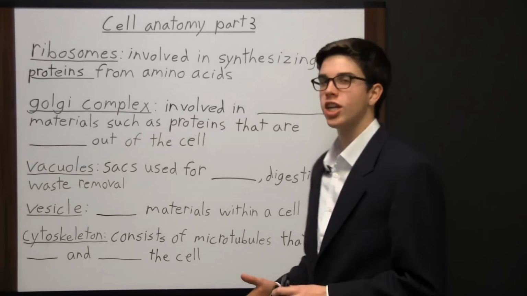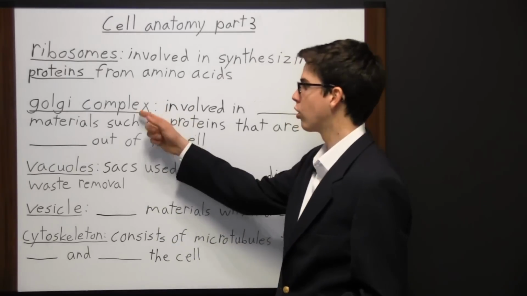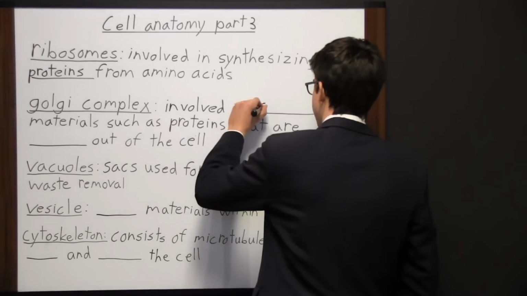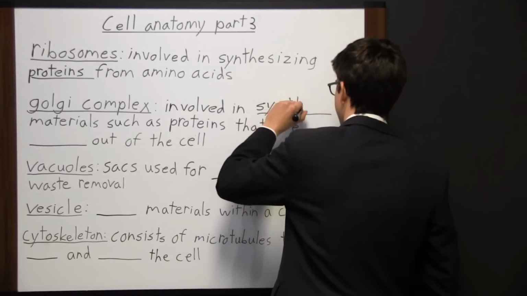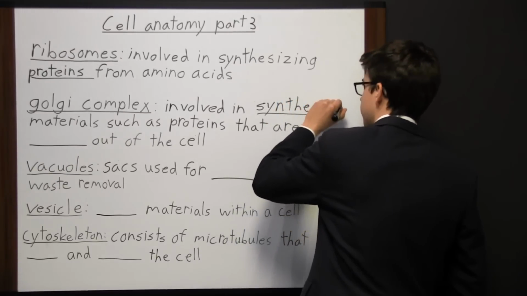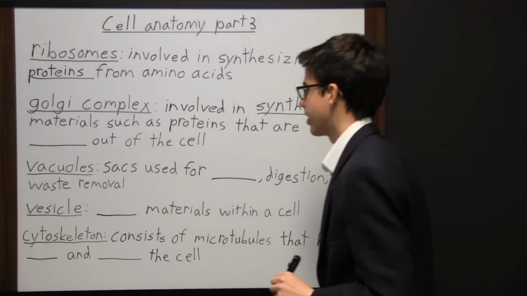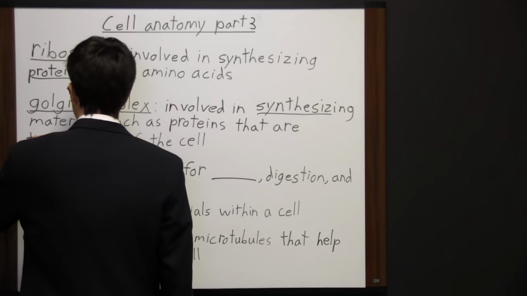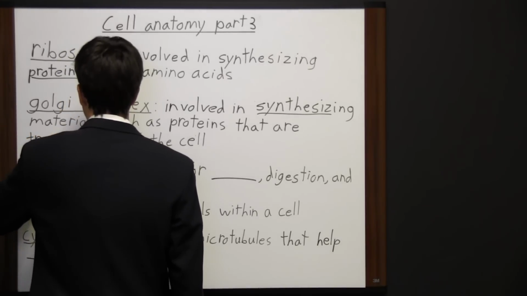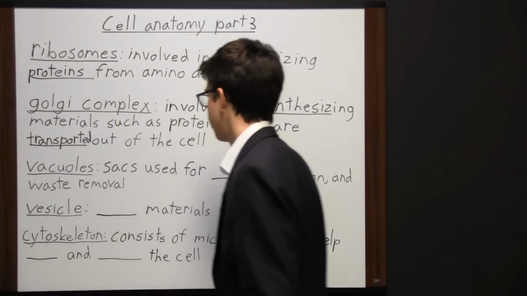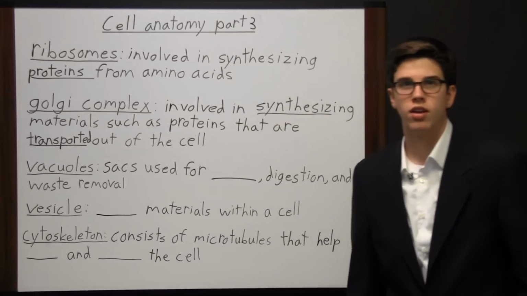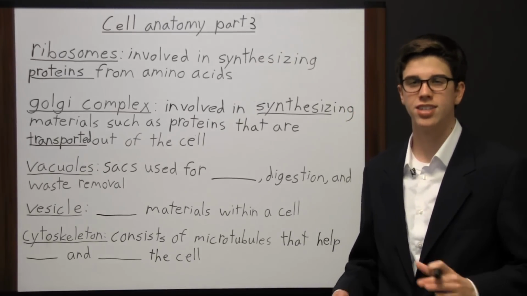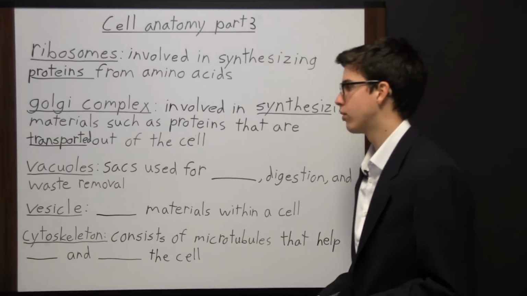And then we have the Golgi complex, which can also be called the Golgi apparatus. And this is involved in synthesizing materials such as proteins that are transported out of the cell. Now, the Golgi complex is located near the nucleus and consists of layers of membranes.